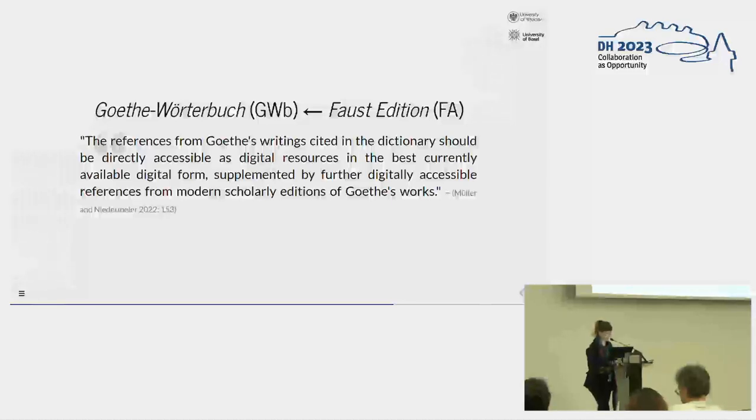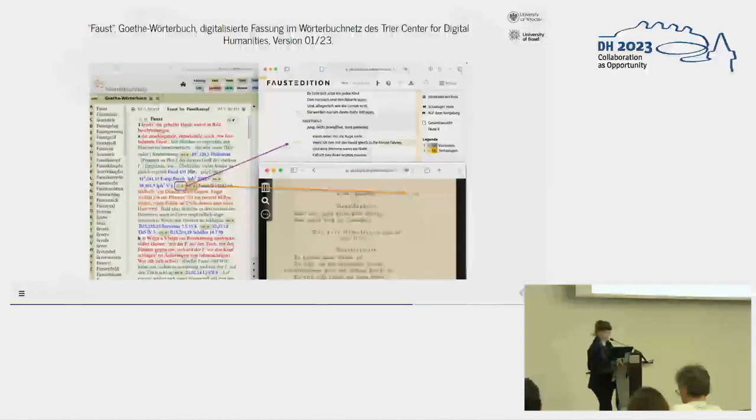I will use this example, the example of the data from the Faust edition reused in the Goethe Wörterbuch. The digital Goethe Wörterbuch is based on an ongoing retro-digitization of the printed edition of the dictionary, and until recently the references to Goethe's writings cited in the dictionary referred mostly to the Weimarer Ausgabe, in particular to this edition, the Weimarer Ausgabe, in archive.org. So in the definition of a word, of a term, you can go to the occurrence of that word in this edition that is available in archive.org.